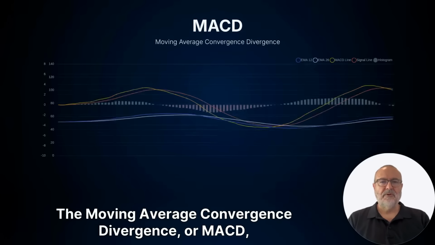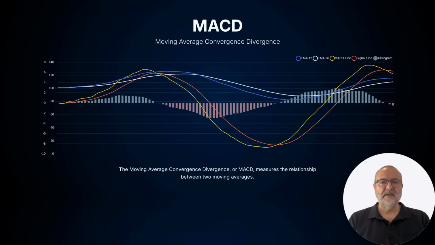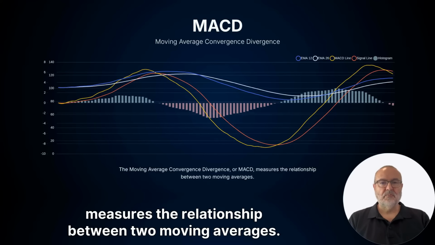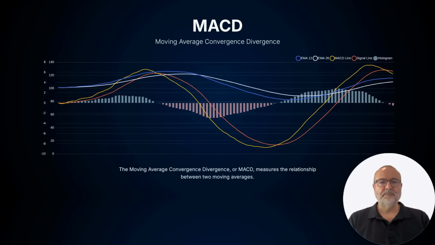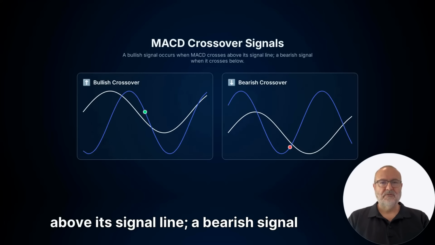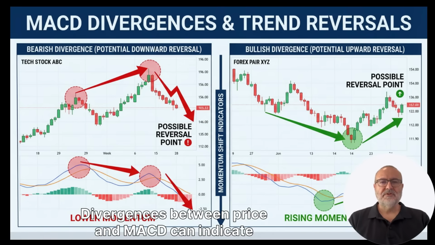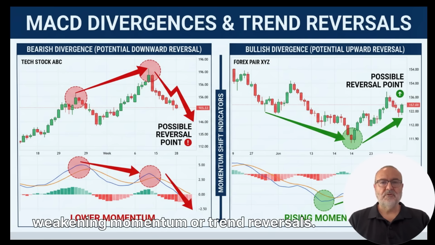The Moving Average Convergence Divergence, or MACD, measures the relationship between two moving averages. A bullish signal occurs when MACD crosses above its signal line, a bearish signal when it crosses below. Divergences between price and MACD can indicate weakening momentum or trend reversals.